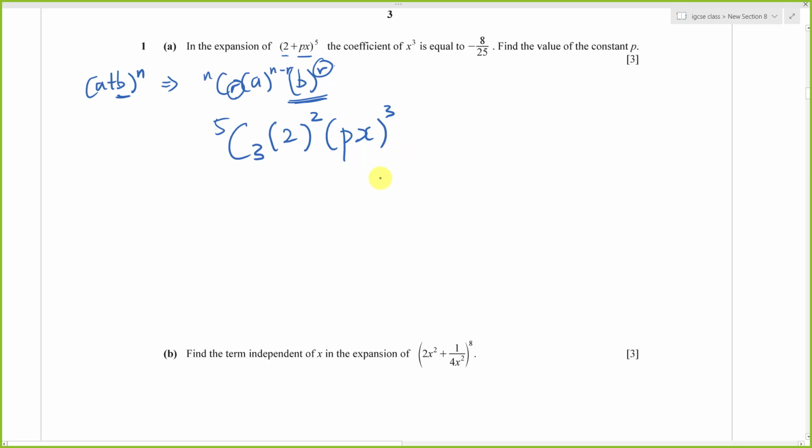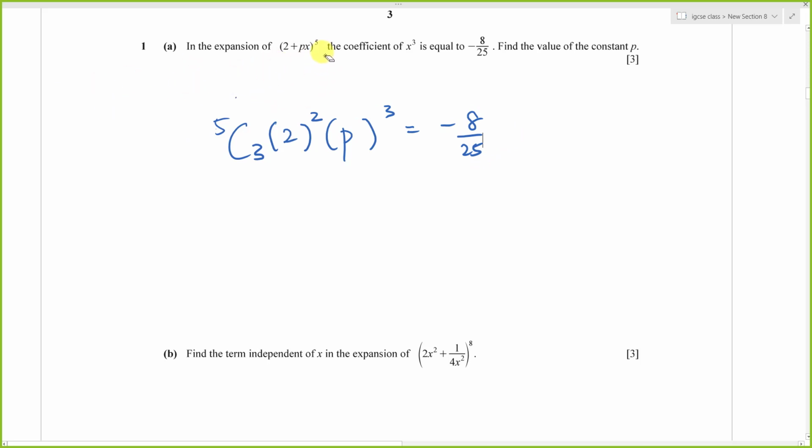Right now they're asking about the coefficient, and you know the coefficient is the number in front of the x cubed. So normally if the question asks about the coefficient, I will not write the x inside here, because I know this term will definitely give me x to the power of 3. It will equal negative 8 over 25. Okay, this is what happened. Of course in the exam I will not show this one. I will just say the coefficient of x to the power of 3 is equal to negative 8 over 25.